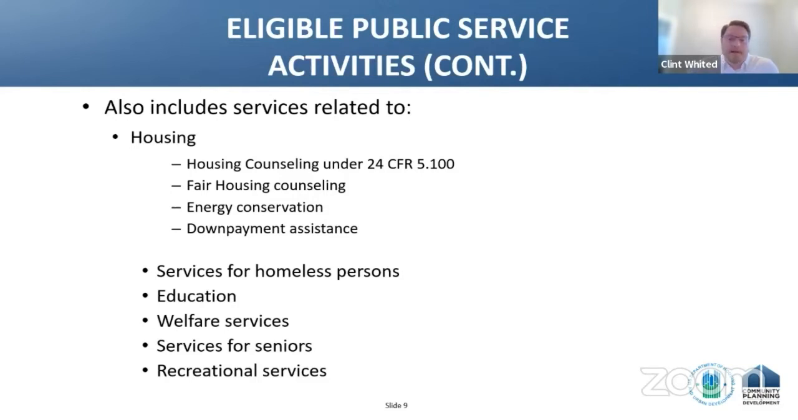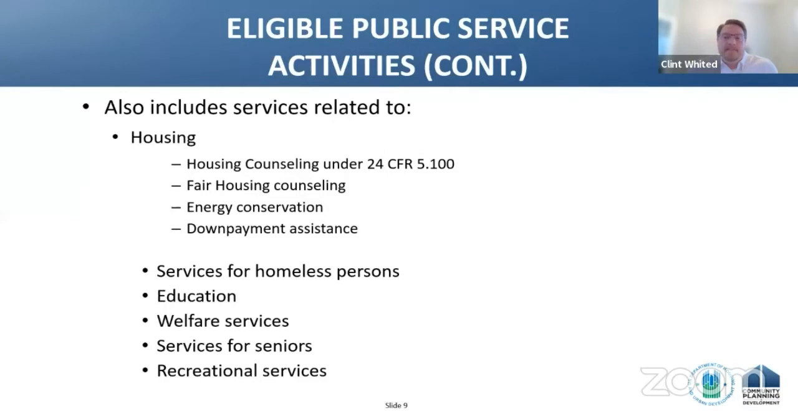So the list goes on of public service activities, including services for homeless persons, services related to education, welfare services, services for seniors, and recreational services. You'll notice that the term welfare services is here on the slide. That's not referring to an income payments program like Temporary Assistance for Needy Families or TANF. What the statute and regulations are referring to here with the term welfare services is public services that promote the well-being of your residents, including services or necessities, but excluding income payments, which Randall will touch on again later in this session.